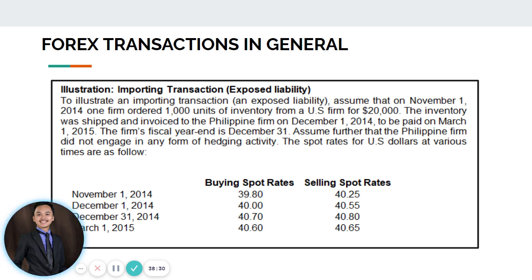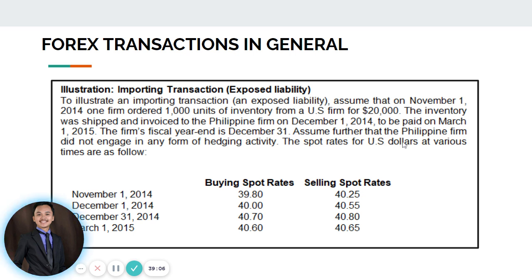Okay? We will use the selling spot rate. So, for example, assume that on November 1, 2014, one firm ordered 1,000 units of inventory from a US firm for $20,000. The inventory was shipped and invoiced to the Philippine firm on December 1, 2014, to be paid on March 1, 2015. So the firm's fiscal year end is December 31. Assume further that the Philippine firm did not engage in any form of hedging activity. So that means it is an unhedged foreign exchange transaction or foreign currency transaction.